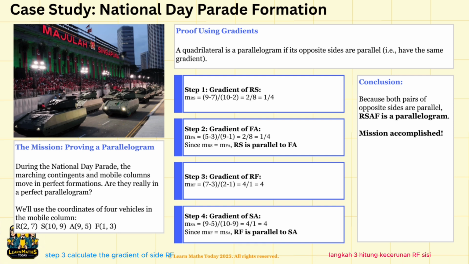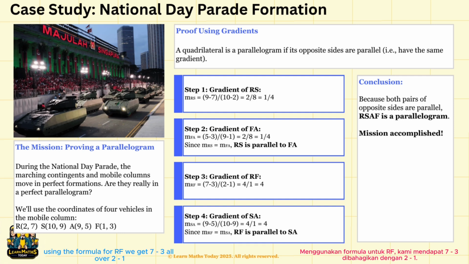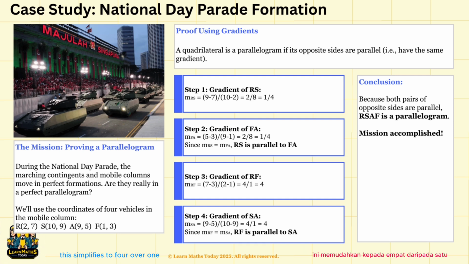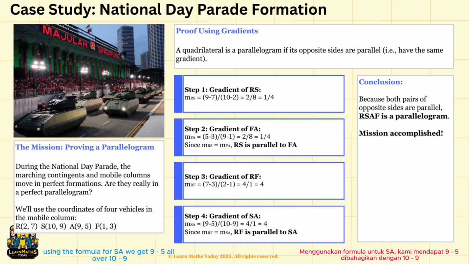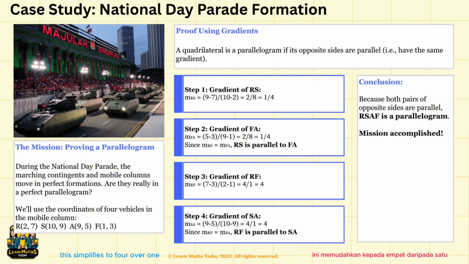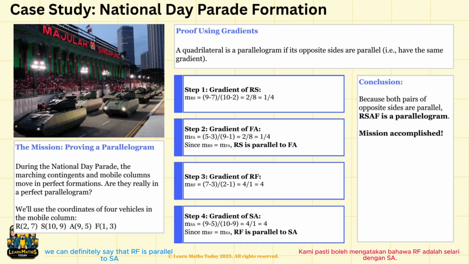Step 3. Calculate the gradient of side RF. Now for the other pair of opposite sides. Using the formula for RF, we get (7 − 3) over (2 − 1). This simplifies to 4 over 1, which is simply 4. Step 4. Calculate the gradient of side SA. This is the side opposite to RF. Using the formula for SA, we get (9 − 5) over (10 − 9). This simplifies to 4 over 1, which is also simply 4. Since the gradient of RF is equal to the gradient of SA, we can definitively say that RF is parallel to SA. Our second pair of opposite sides is parallel.